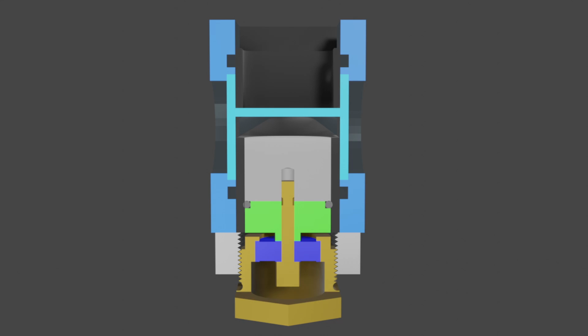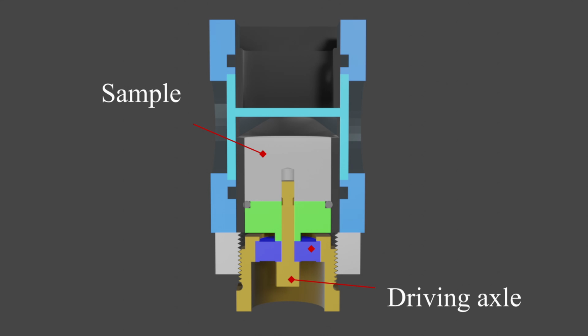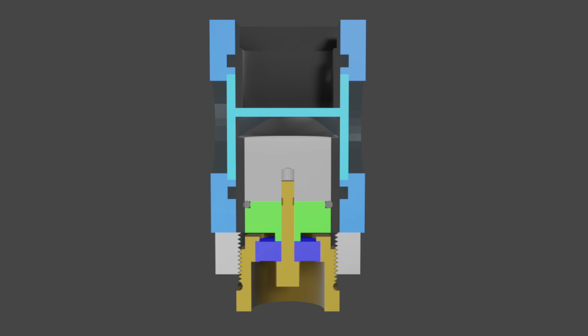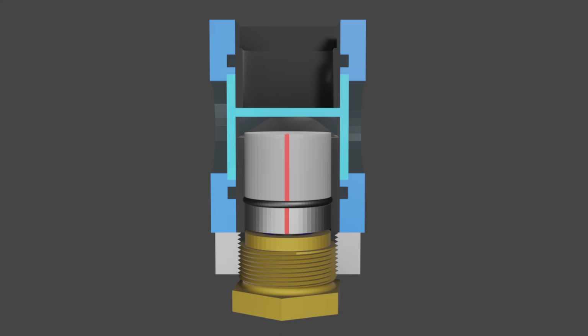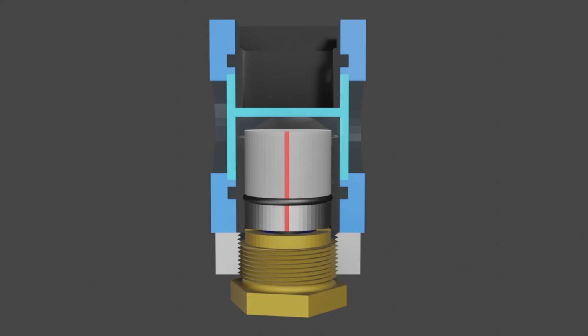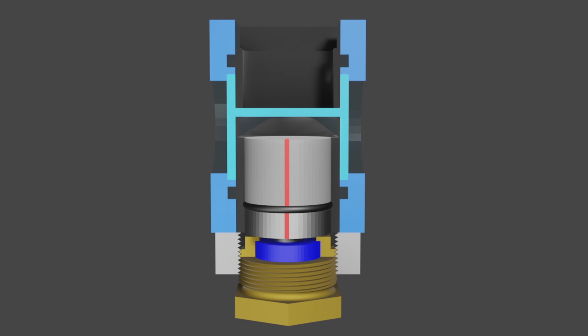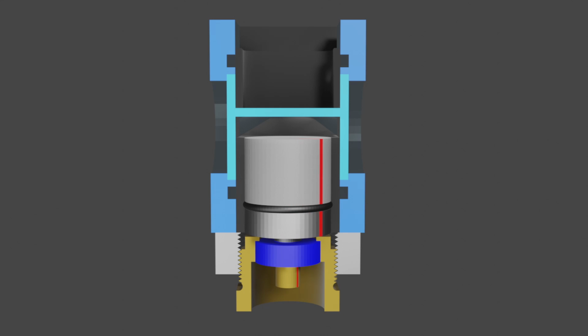To rotate the sample in the channel, I designed this mechanism. The sample is mounted on the driving axle, which is axially constrained by the ball bearing. The ball bearing is fixed to the knob, which allows the adjustment in height of the sample. The sample needs to be adjusted in height so that it is flush with the channel to prevent turbulence around the sample. The driving axle can be driven with a stepper motor.